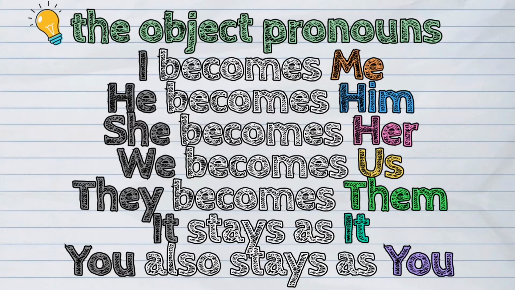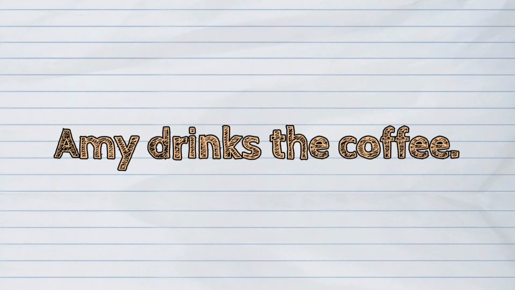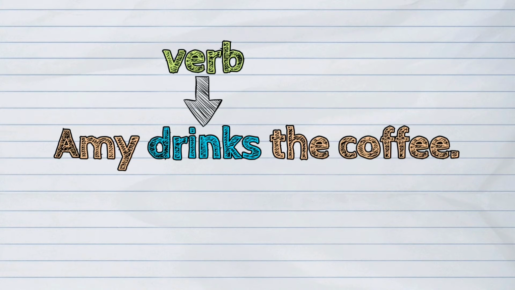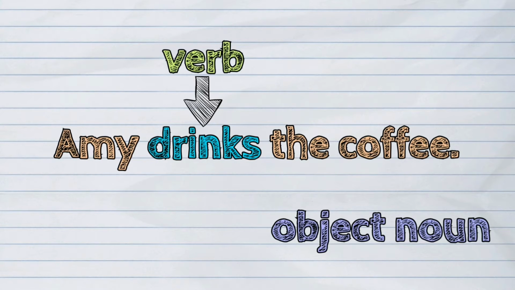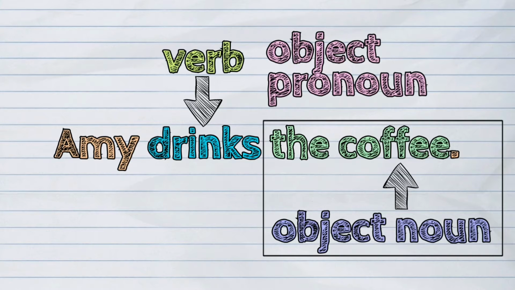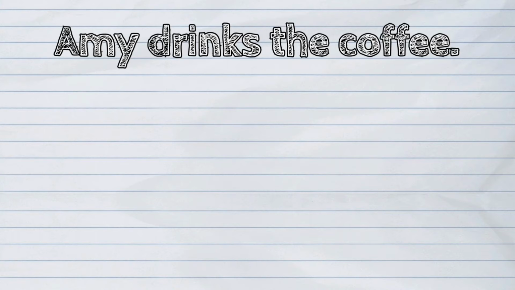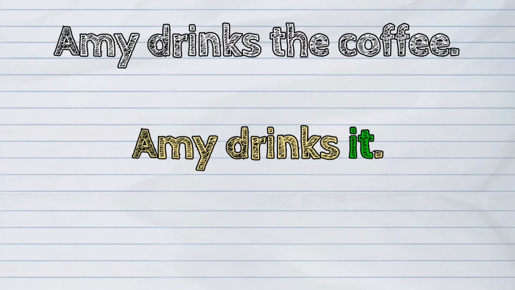Let's study the following sentences. Number 1. Amy drinks the coffee. In this sentence, the action word or the verb is the word drinks. The object noun that receives the action is the coffee. If we replace it with an object pronoun, which is it, now the sentence will become Amy drinks it.